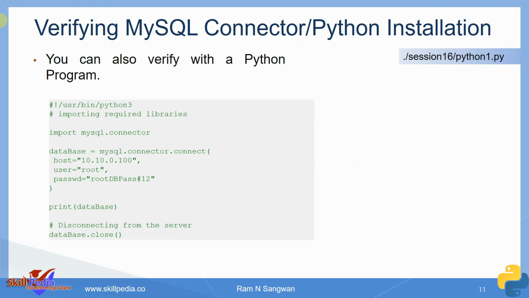Verify the MySQL connector using a program. This is the first program we have gone through. You can also verify with a Python program. Import required libraries, provide the details, print the database object. That was the object which was displayed in the previous slide, and disconnect.